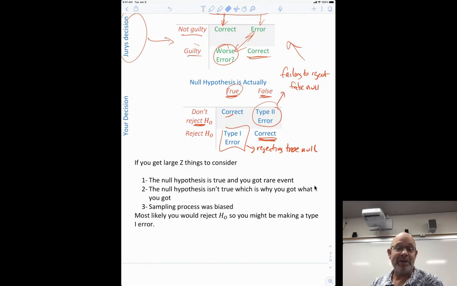The other thing that could happen is the null hypothesis wasn't true in the first place, which is great. We got exactly what we want, okay? Or there's always a possibility you did something wrong, but we're going to kind of ignore that. We're going to assume we did everything right. So if you get that large test statistic, that large Z, you're going to reject the null hypothesis. So it's possible you make a type 1 error. You can't make a type 2 error if you reject, because remember, making a type 2 error is failing to reject a false null. So if you reject a null, you might make a type 1 error.